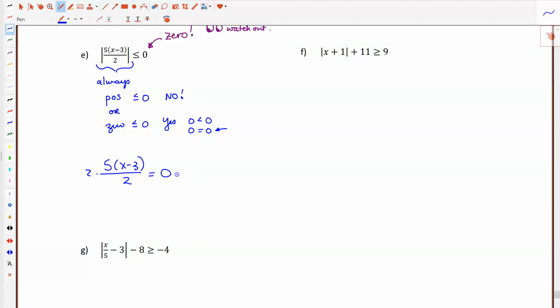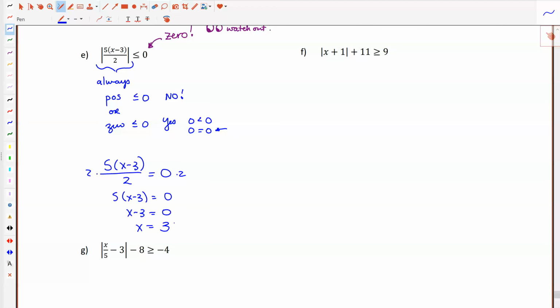We'll multiply both sides by 2. So I get 5 parentheses x minus 3 is equal to 0. You could distribute through, but I'm just going to divide both sides by 5, which gives me x minus 3 is equal to 0, which means x is equal to 3. Now, I want you to notice that the original problem was an inequality, but the thing I'm solving right now is an equality. That's an equation.